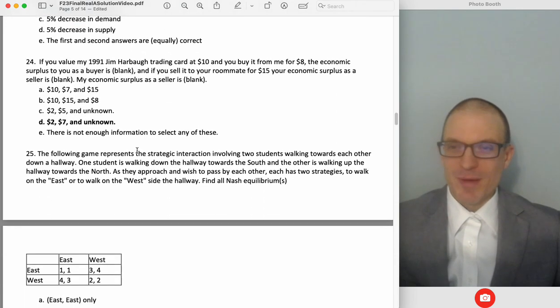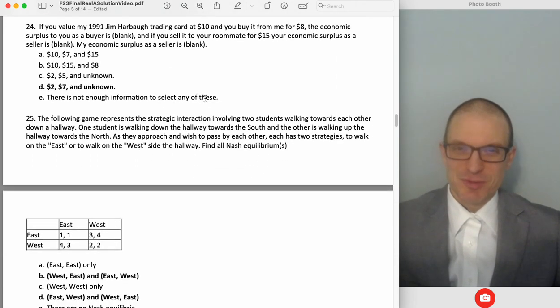If you value my Harbaugh trading card at $10, you buy it from me for $2, and the economic surplus to you as a buyer is blank. You sell it to your roommate for $15. Your economic surplus as a seller is blank, and my economic surplus as a seller is blank.